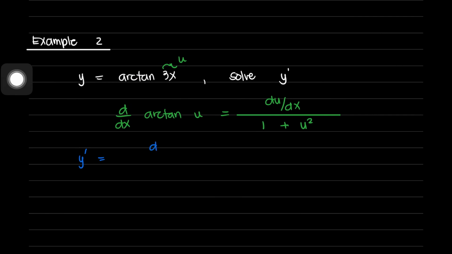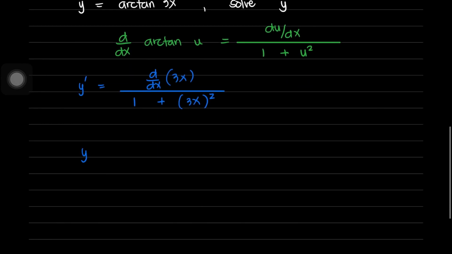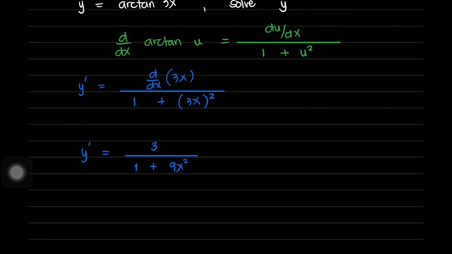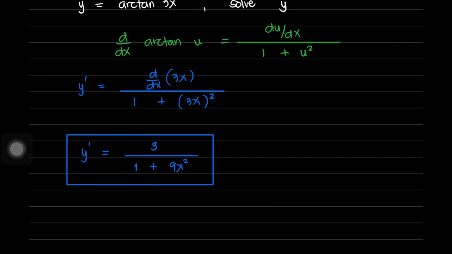So we have the derivative with respect to x of 3x all over 1 plus 3x quantity squared. And simplifying this, y prime is now equal to the derivative of 3x with respect to x, which is 3, all over 1 plus 9x squared. Since the resulting expression cannot be simplified any further, this would now be our final answer.